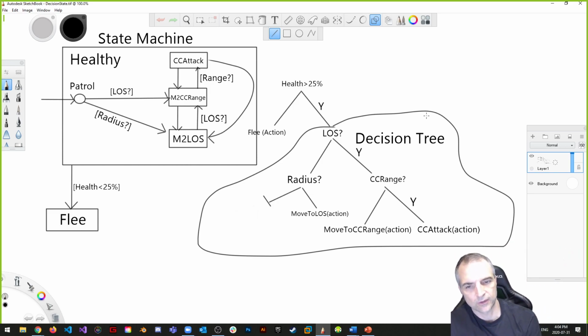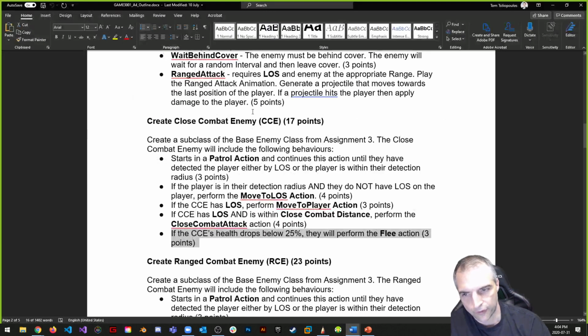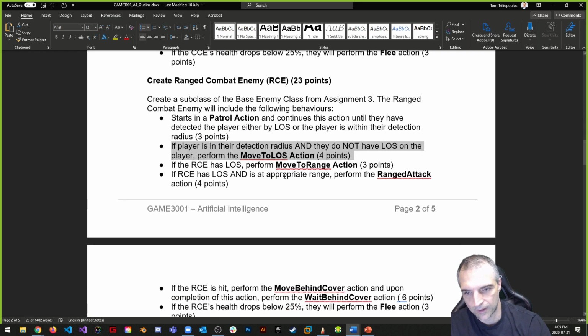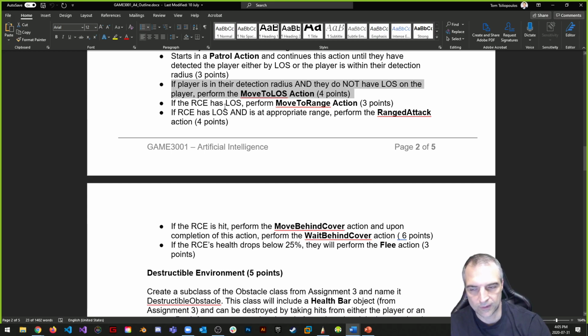I think it's not so bad, and you can think about how you would do things differently for the next one, right? So if you looked at the ranged combat enemy, how would I draw this one out? Well, I'm starting off my patrol action, and then, okay, the player is either in my detection radius and I don't have line of sight. This is the exact same thing from move to line of sight. So these are all the same. Where it starts getting different is this part.